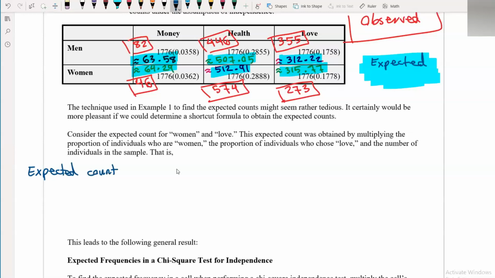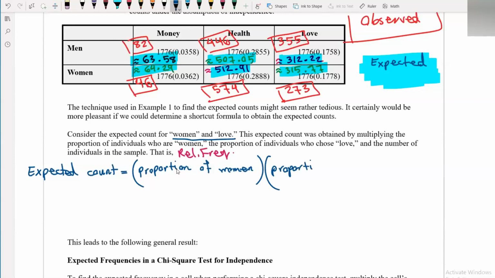Expected count or expected frequency. This is for women and love. What we did was that we multiplied the proportion of women, or we can say relative frequency, multiplied by the proportion of love.